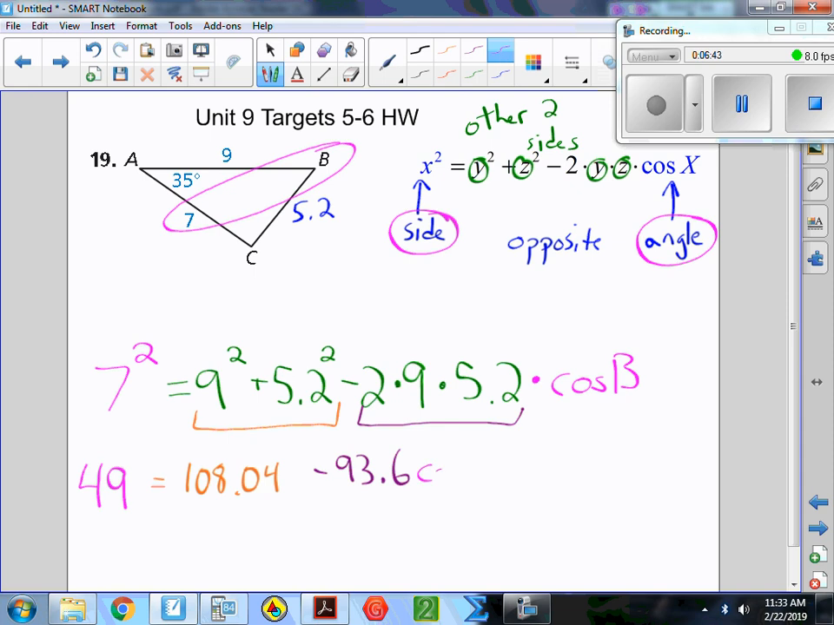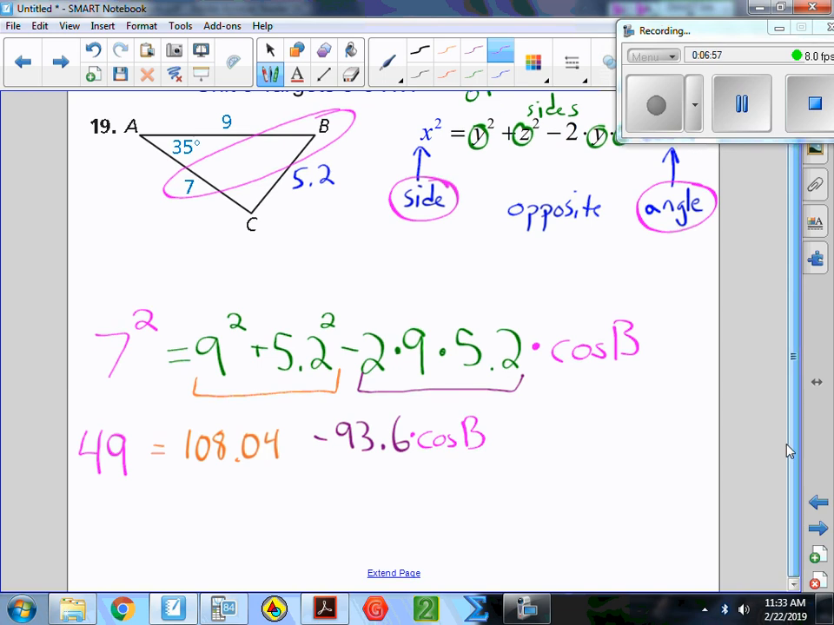And then I have this cosine B that's also being multiplied. So now I have an algebra equation that I need to work out backwards. It's really no different than a two-step algebra equation where you need to subtract a number on both sides and you need to divide on both sides. So I'm going to start by subtracting this 108.04. So 49 minus 108.04 is negative 59.04. And I still have the rest of this other stuff, so equals negative 93.6 times the cosine of B.